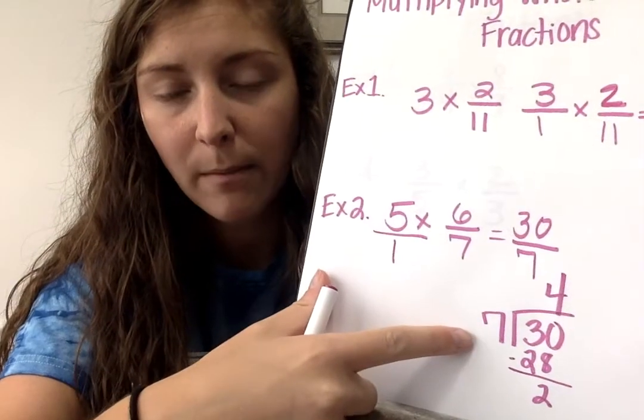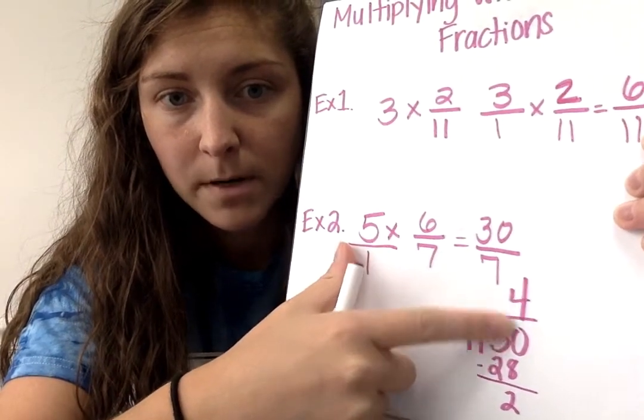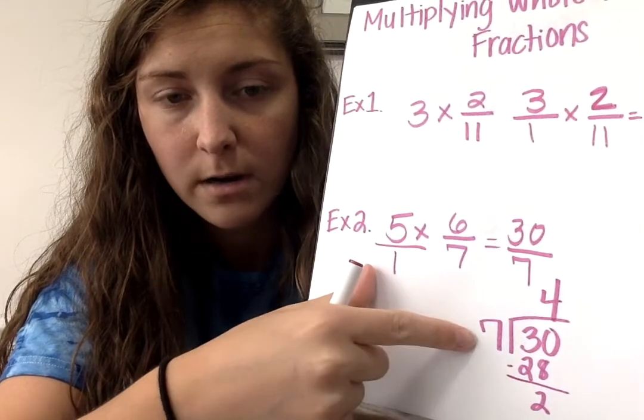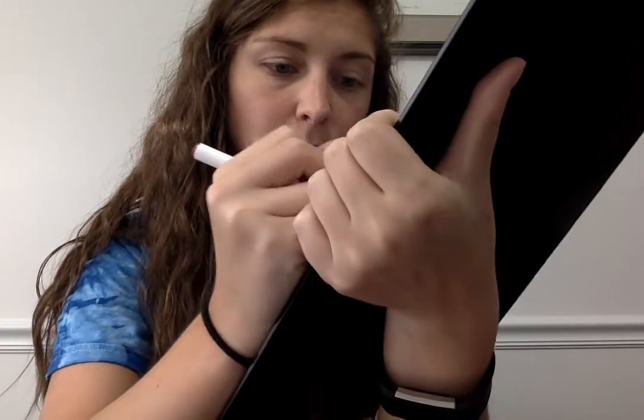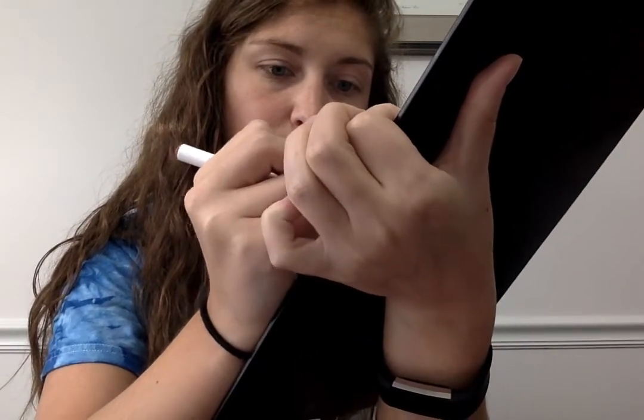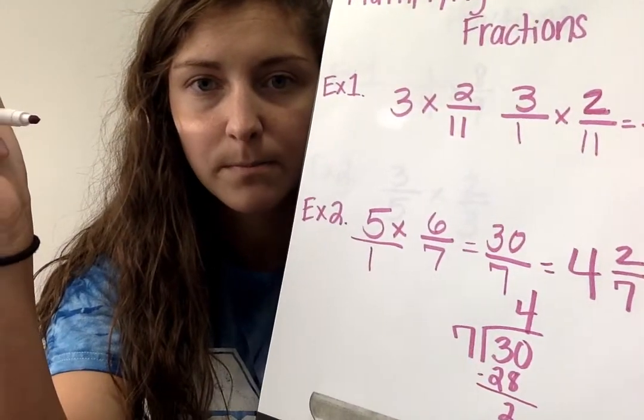Now, this division problem right here gives me a mixed number. This up here is your whole number. This is your numerator. And this stays your denominator like it was in the improper fraction. So, I am left with 4 and 2/7 as my mixed number. Okay? So, multiplying whole numbers and fractions, pretty simple.